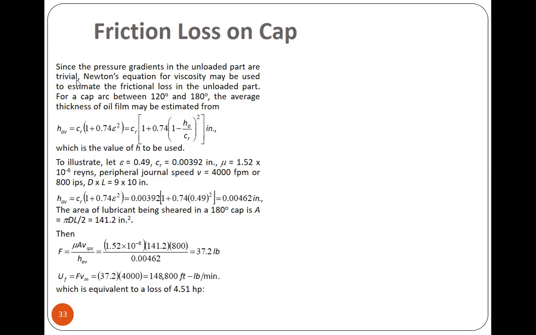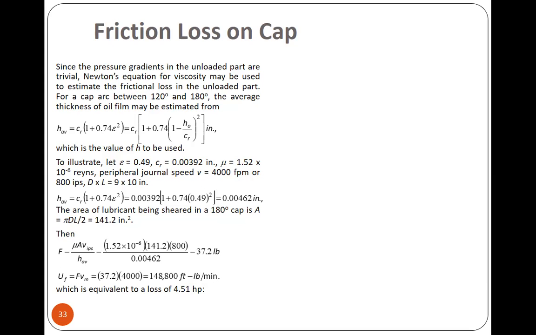Since the pressure gradient in the unloaded part are trivial, Newton's equation for viscosity may be used to estimate the frictional loss in unloaded part. For a cap arc between 120 and 180 degrees, yung cap niya, the average thickness of oil film may be estimated. H average is equal to C sub R times 1 plus 0.74 epsilon squared is equal to C R times 1 plus 0.74 times 1 minus h sub O over C R squared in inch, which is the value of S to be used.